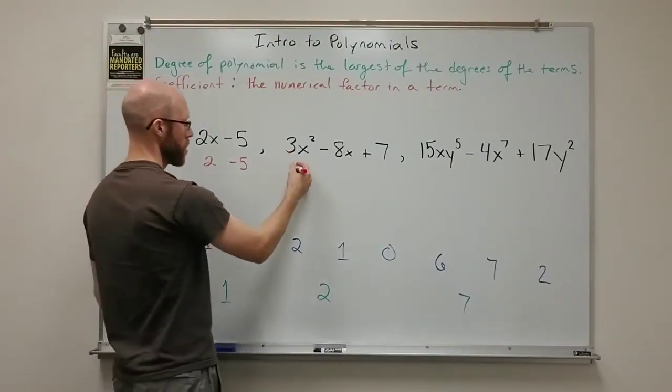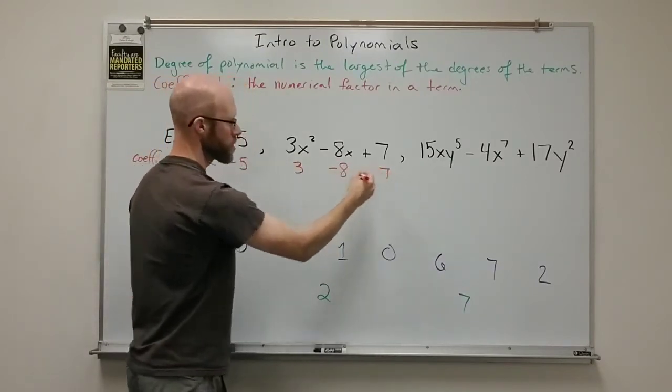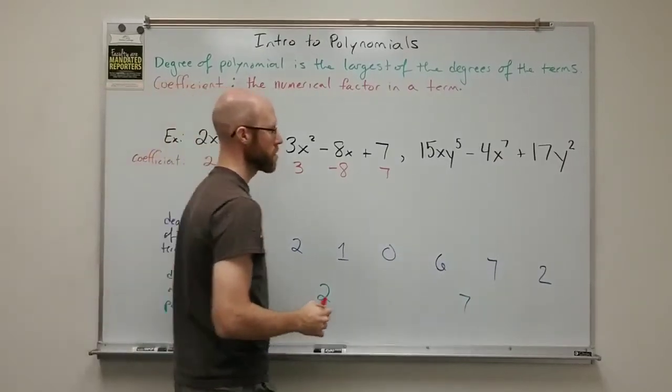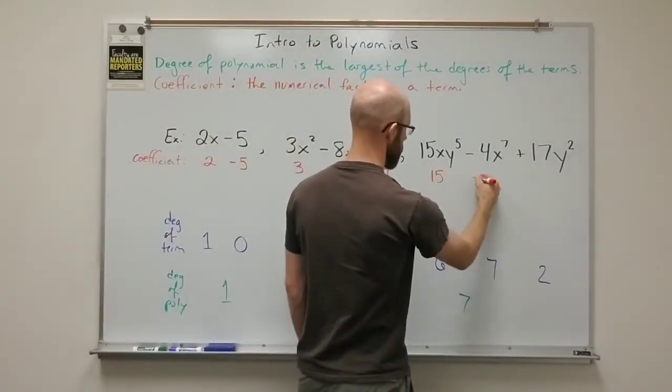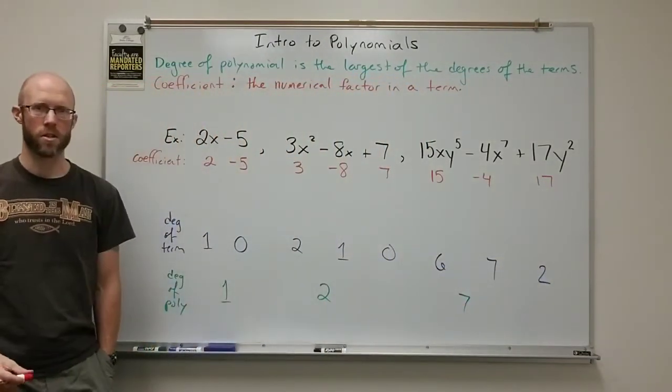So therefore, in the second polynomial, 3, -8, and 7 are your 3 coefficients. And in the last polynomial, 15, -4, and 17 are your 3 coefficients. Okay.